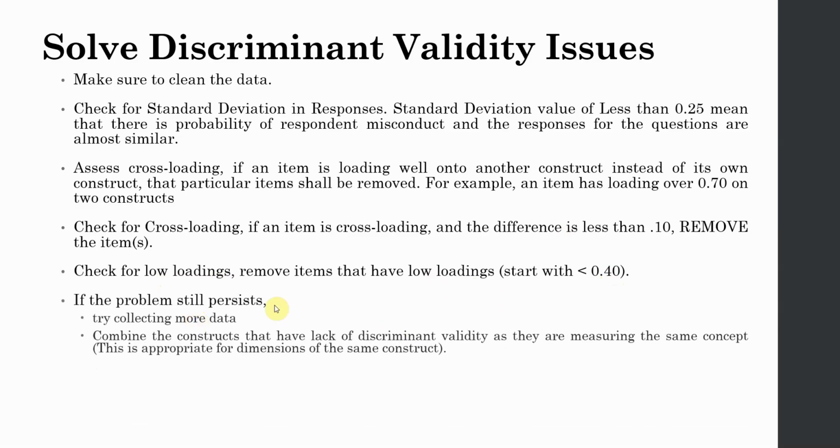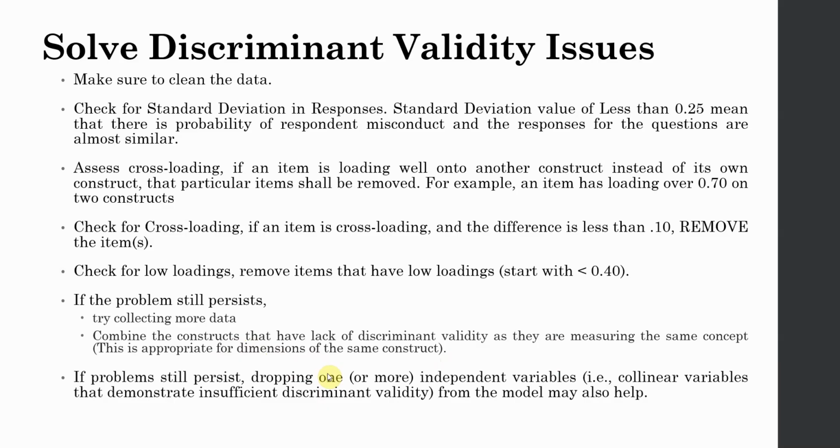Now if the problem persists, try collecting more data. Or if there is very high correlation, that is, the HTMT ratio is very high or the shared variance is very high, you do not have any other option but to combine those two constructs. This is primarily appropriate for constructs that have multiple dimensions, where those dimensions are for the same construct. If the problem still persists, dropping one or more independent variables, that is, collinear variables that demonstrate insufficient discriminant validity, from the model may help. Now this is the reference that can be referred to in order to know more about discriminant validity.